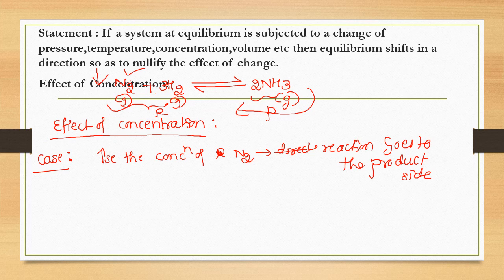So if you are decreasing the concentration of the reactants, then the system tries to increase it by favoring the reaction in the backward direction. Similarly, for the product, you can also explain like this. See, suppose you are increasing the concentration of the product, that means ammonia. You are increasing the concentration of ammonia.